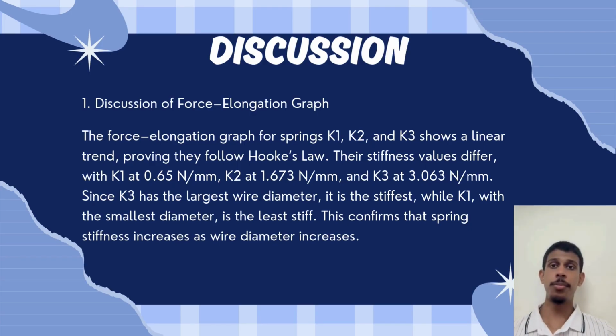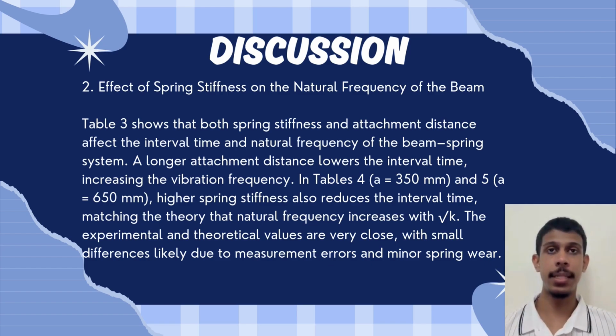Among the 3, spring K3 demonstrates the highest stiffness due to its larger wire diameter of 1.9 millimeter, whereas K1, with the smallest wire diameter of 1.25 millimeter, shows the lowest stiffness. These findings indicate a clear relationship between the wire diameter and spring stiffness, where an increase in diameter results in a stiffer spring.